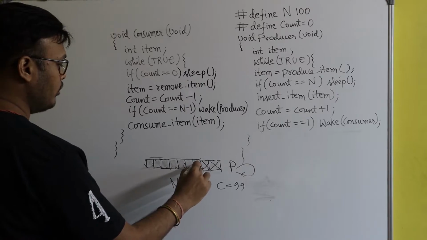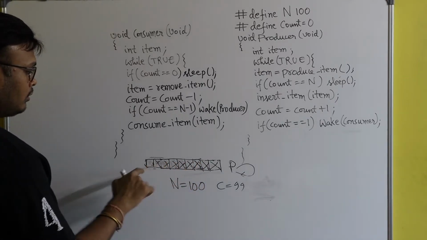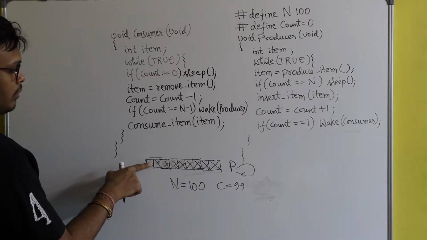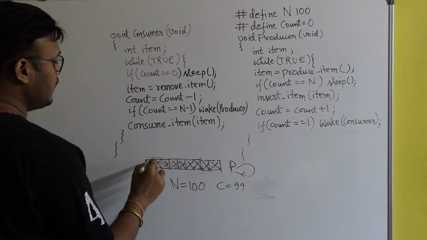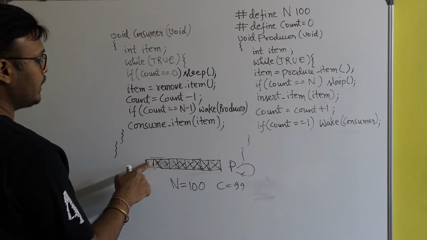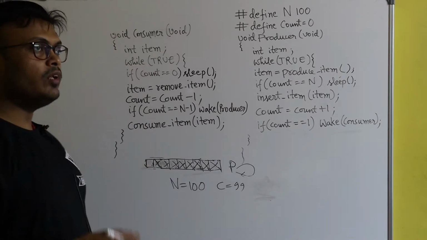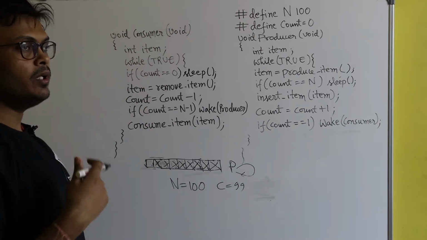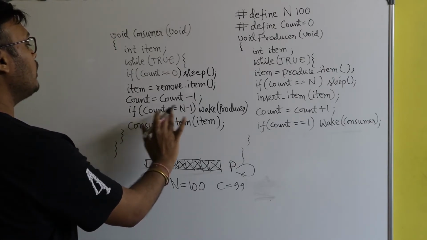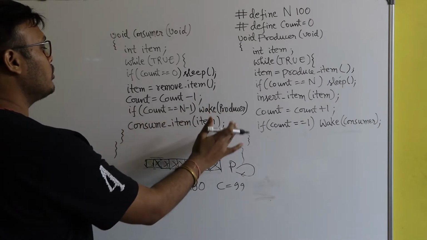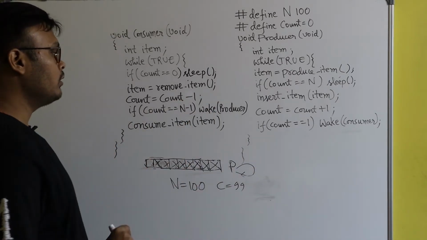So suppose if count is equal to 99, so definitely here you can see one empty slot is there. So one empty slot is there, it means what? So this empty slot can be filled by the producer. So in order to fill, the producer must be woken. Okay. So that's why here I have written if count equal to n minus 1, wake the producer. So that producer will come and fill this empty slot.